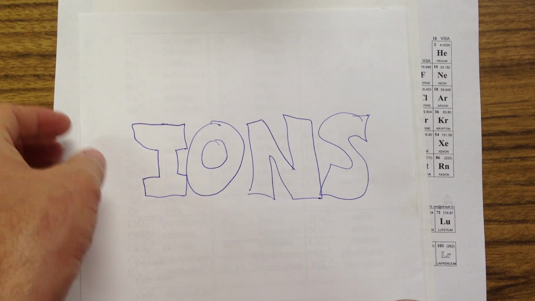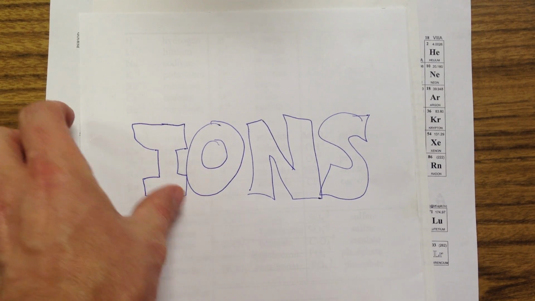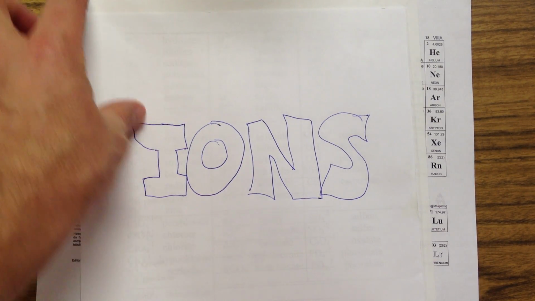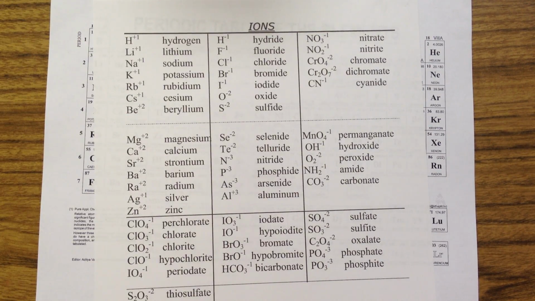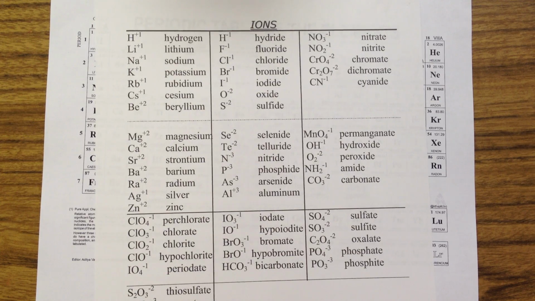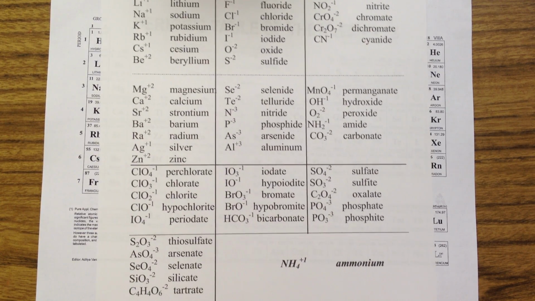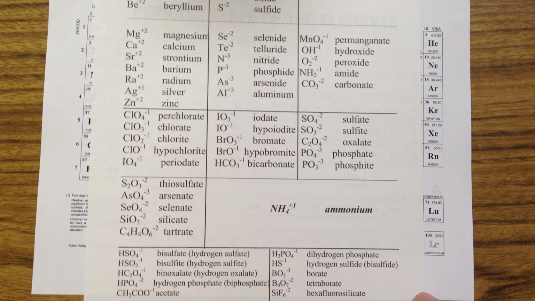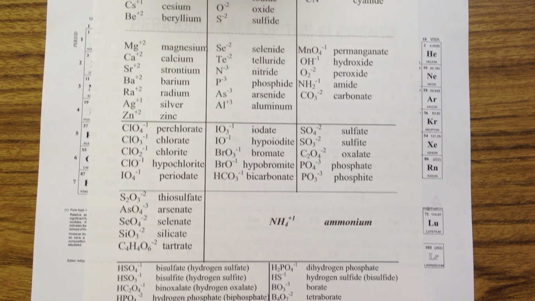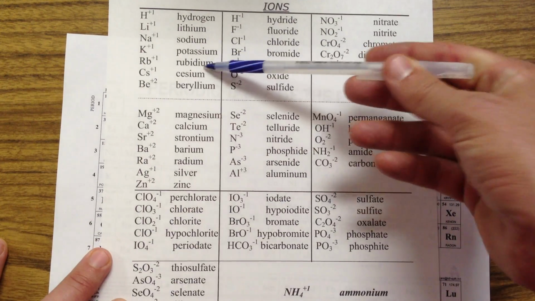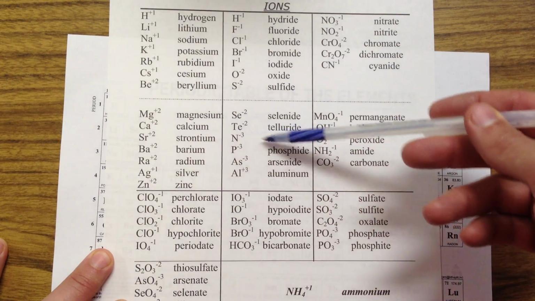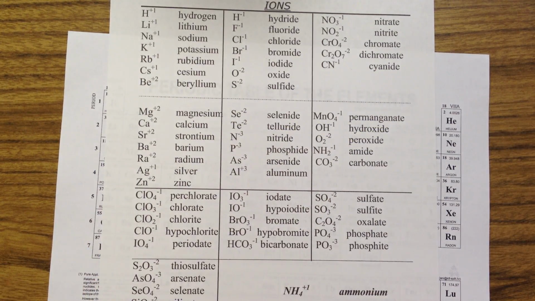First of all, there are many ions, but in this class we only deal with 71 of them. So I have a sheet. You can't see the whole sheet here, but if I push it up a little bit, you can see. I'm going to go back down. You can see that the sheet is divided up into 13 sections. Section 1, 2, 3, 4, 5, 6, and so on.